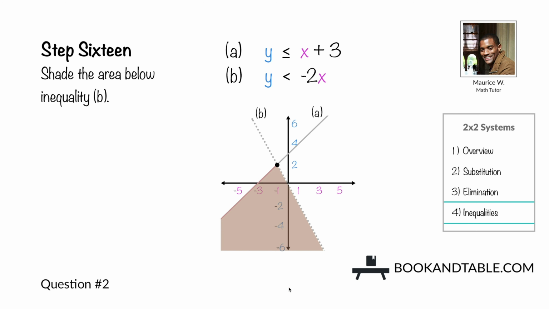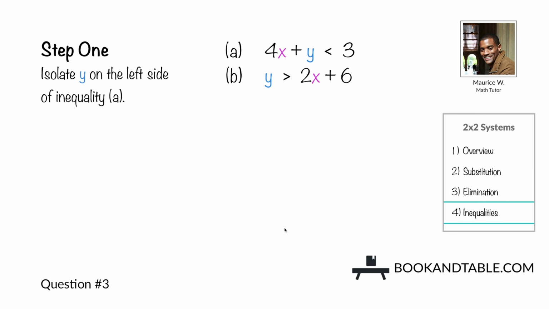Let's now have a look at question number 3. Inequality A, we have 4x plus y is less than 3. Inequality B, we have y is greater than 2x plus 6. Step 1, isolate y on the left side of inequality A. We won't have to do anything to B since we already have y by itself on the left side.